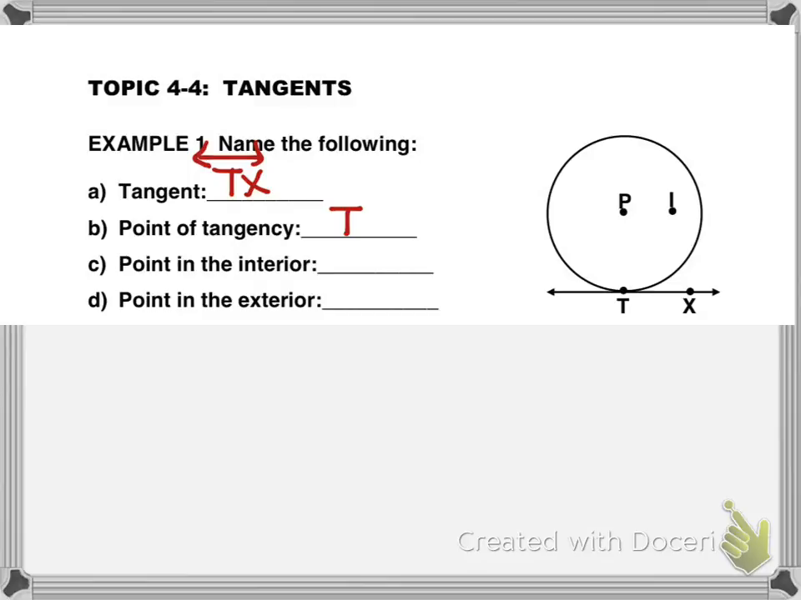Now, a circle divides a plane into three different parts. There's the circle itself, there's the interior of the circle, and then there's the exterior of the circle. There are 2 points that are on the interior of this circle, points P and I, and there's one point on the exterior of the circle, that's point X. Point T, the point of tangency, is neither inside or outside the circle. It's on the circle itself.